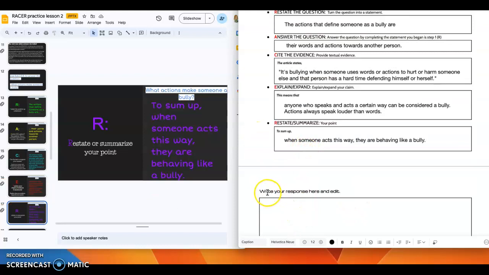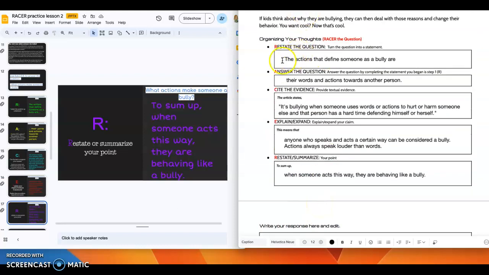I have to go back and write your response here and edit, because if all I did was write the answers that define someone as a bully are their words and actions towards another person, it's bullying, you have to add the extra little tags. So you got to add this tag, the article states, you have to add this tag, this means that, and this tag to sum up. And I have to put it all together to make it make sense. I'm going to pause this while I type it, and then I'll show you what I have.